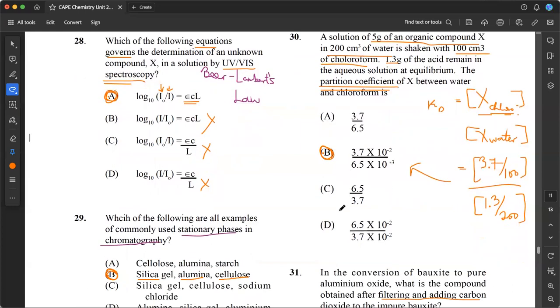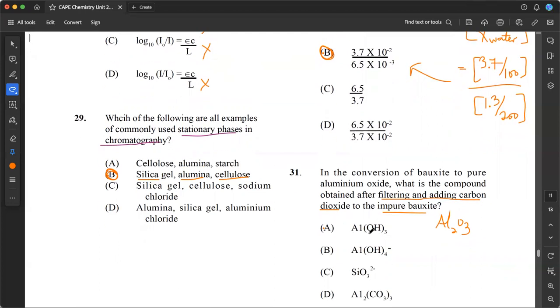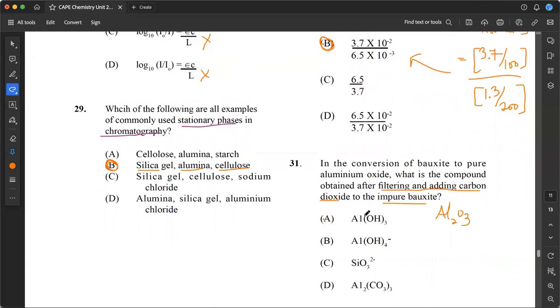All right, so moving along now to 31. 31 says, in the conversion of bauxite to pure aluminum oxide, what is the compound obtained after filtering and adding carbon dioxide to impure bauxite? So impure bauxite is what? That's Al2O3, right? So when we add carbon dioxide to this, we're going to get aluminum hydroxide, right? This one here, just a neutral aluminum hydroxide compound. So our answer for 31 is going to be A, okay?